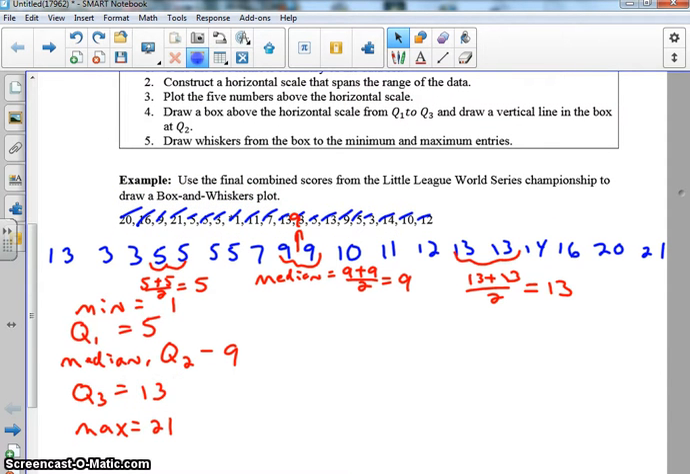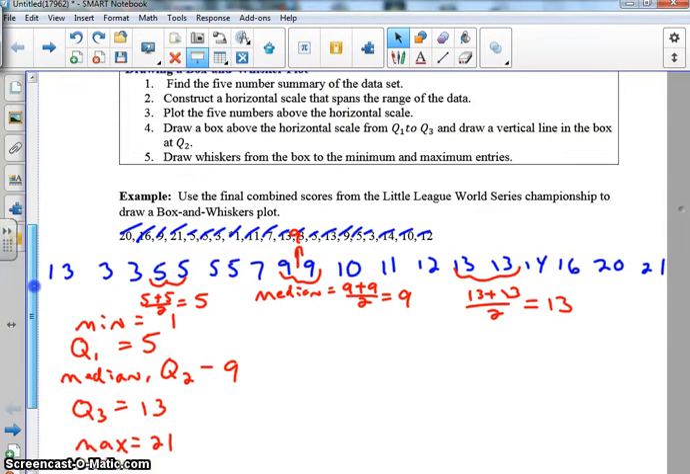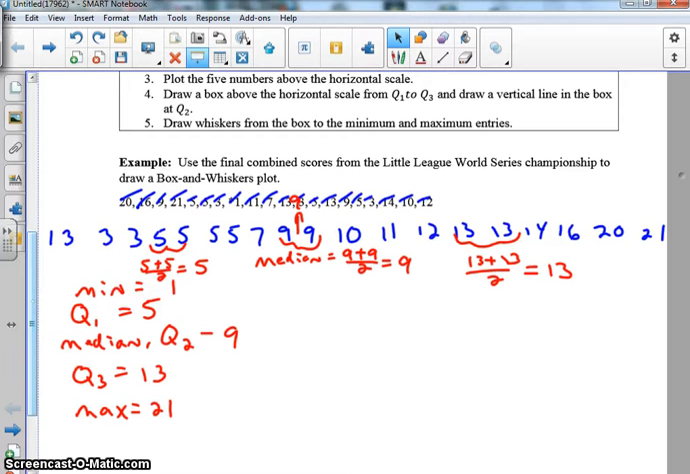Everything I'm going to need to draw my box and whiskers. Okay, so that's step 1, finding the box and whiskers. Find the 5-number summary set. Next thing it says to do is construct a horizontal scale that spans the range of the data. I have a minimum of 1 and a maximum of 21.